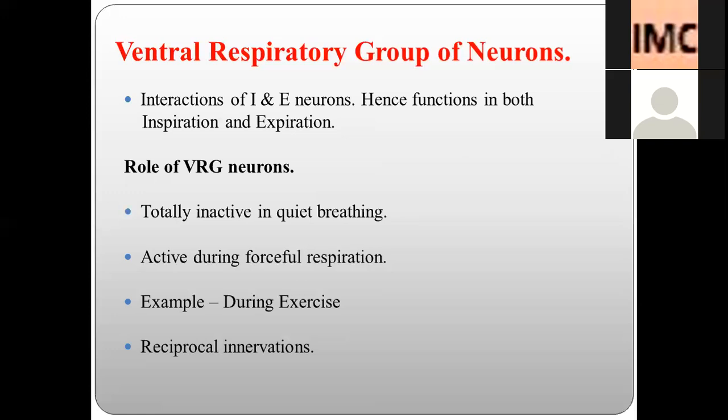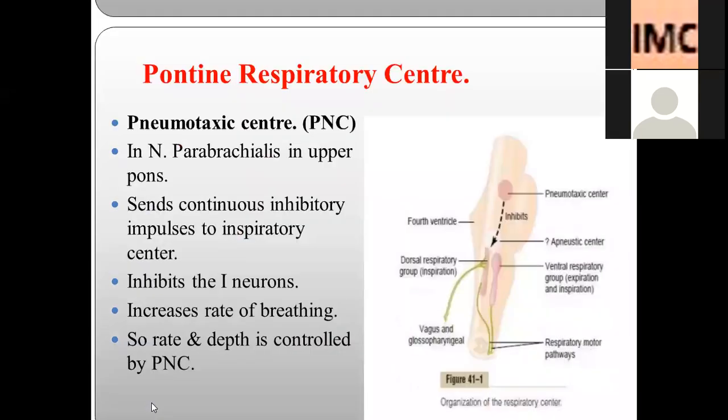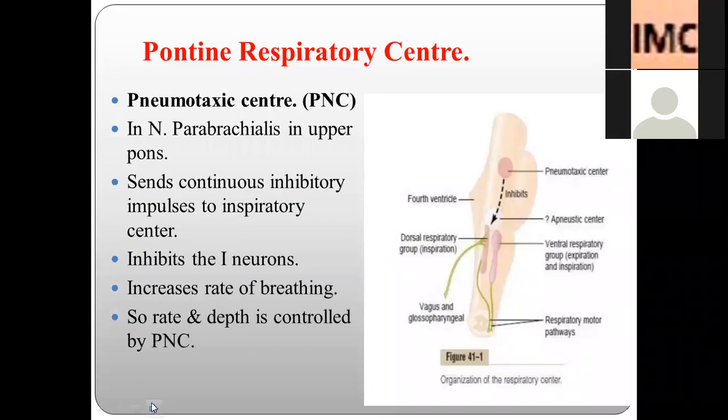They are normally totally inactive in quiet breathing. They become active only during forceful respiration. Say, for example, during exercise you require more respiration. At that particular point only they will be active. Otherwise, the normal resting respiration is completely maintained by the dorsal respiratory group of neurons, and they have reciprocal innervations. So these are the medullary centers.